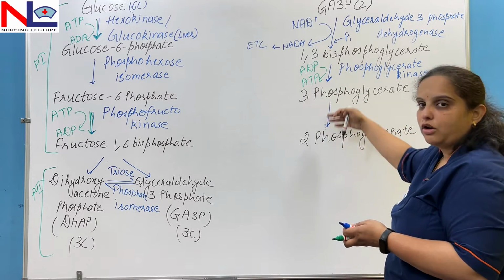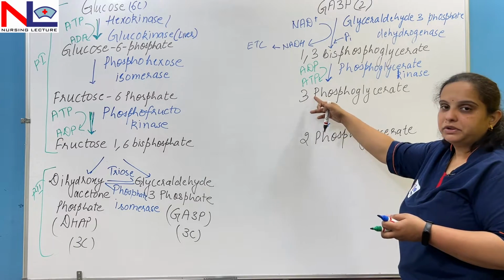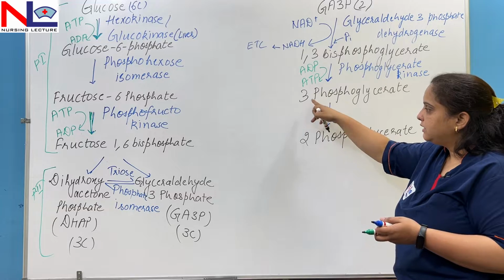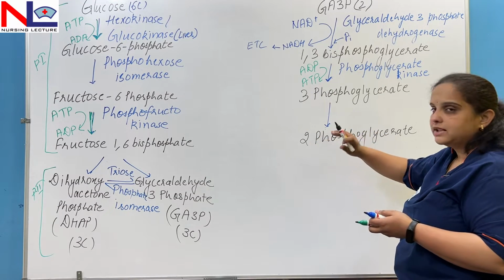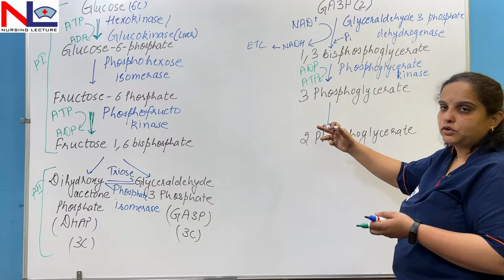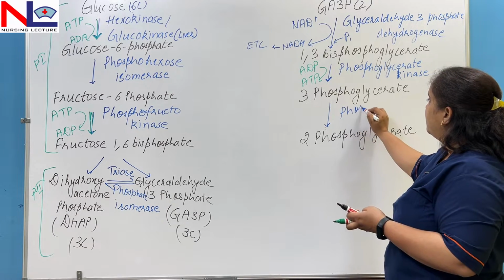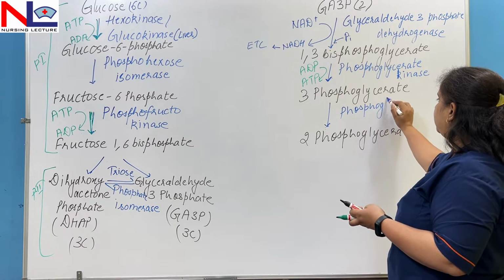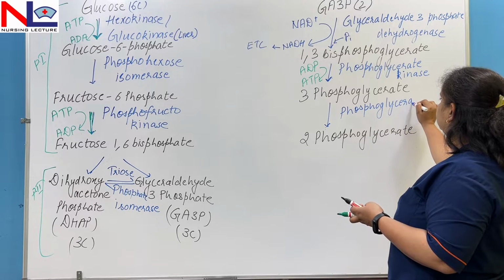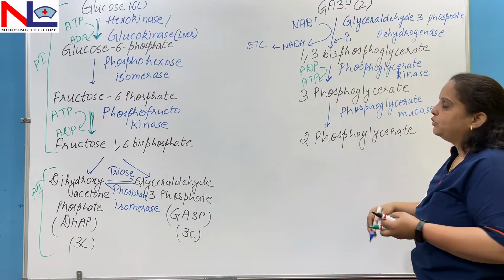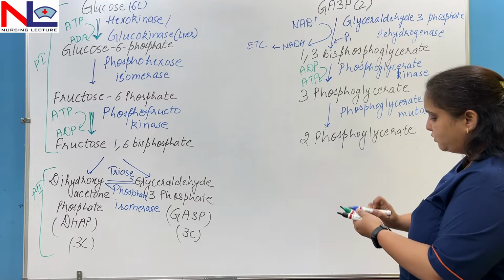So the names are almost the same. From 3 it becomes 2. It means the phosphate group that is on the third carbon will come on the second. So just mutation or rearrangement of the phosphate group occurs. So the enzyme that catalyzes this reaction is phosphoglycerate mutase, as it helps in mutation of the phosphate group from third to second.